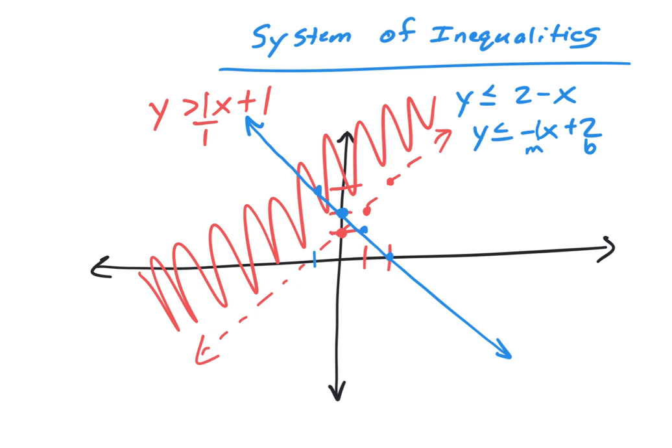But I think slope-intercept form, for the most part, is pretty easy to determine if it's above or below. In this case, we're looking for less than, so we're going to be below the blue line. So we're going to shade everything underneath the blue.